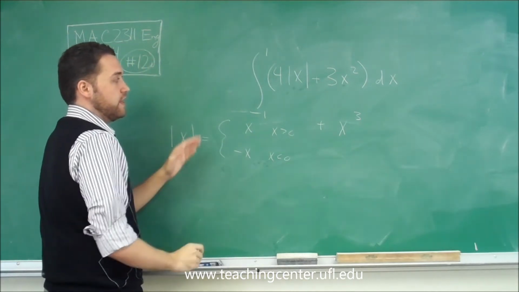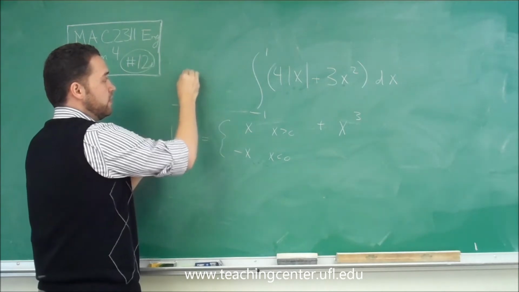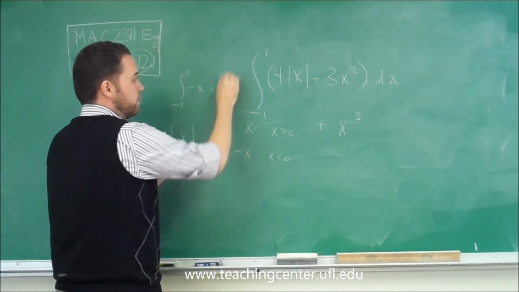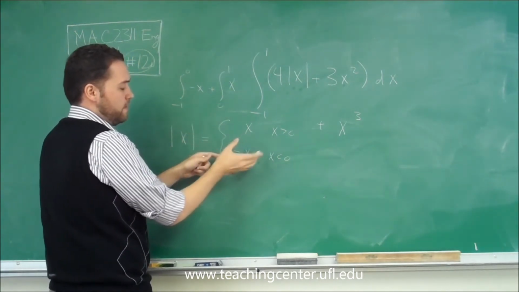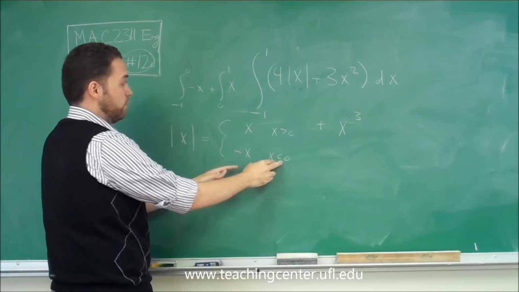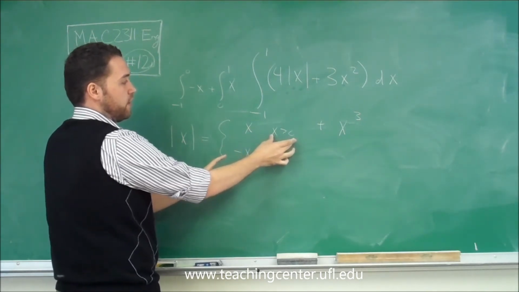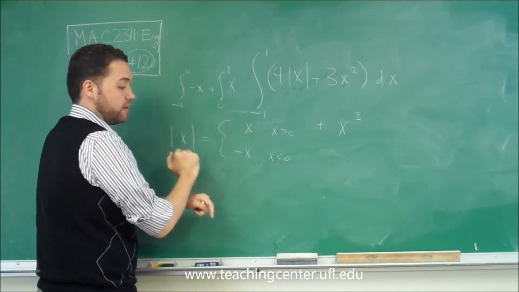So you could integrate from negative 1 to 0 of the negative x, and then add to it the integral of 0 to 1 of the positive x. Because what you're doing is breaking that up into the 2 branches. When you're less than 0, so that's the negative 1 to 0 range, you're this function. But when you're greater than 0, so it's the 0 to 1 range, you're this function. And you could take that integral.